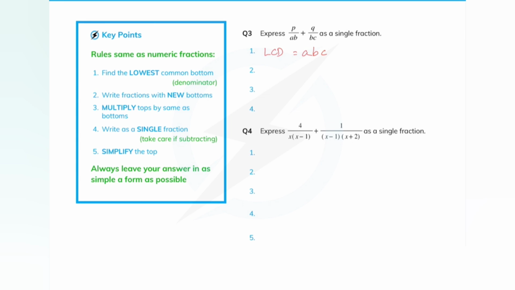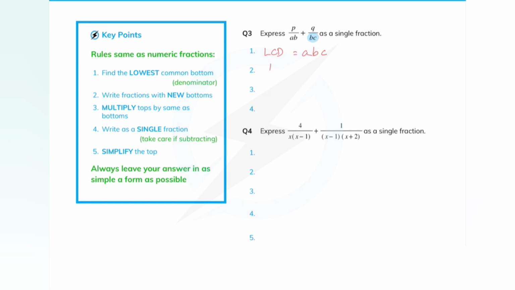Okay, why is that? Well, you can see that AB goes into ABC quite happily, and you can also see that BC goes into ABC quite happily. So it actually makes life a lot simpler if we choose the proper lowest common denominator. Thereafter, it's quite straightforward.